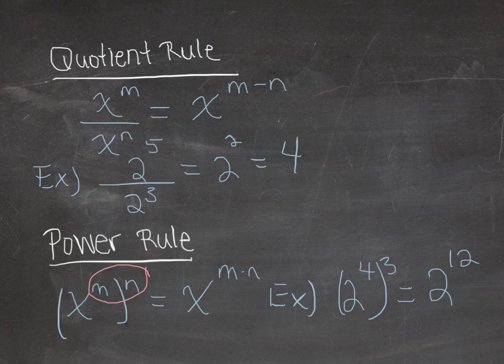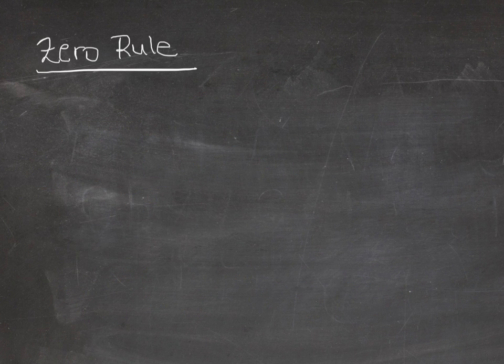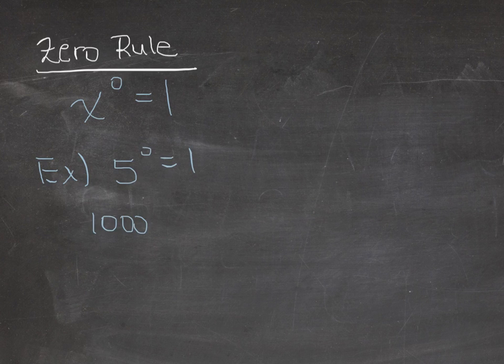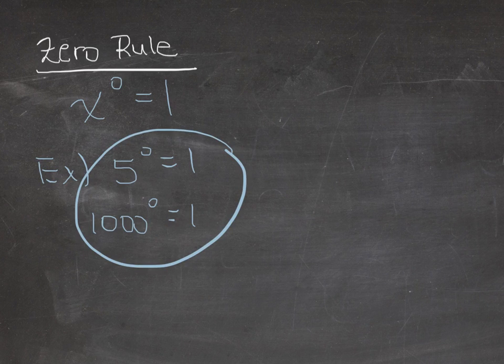Okay, and then the last rule here, the zero rule. If I have any base, it doesn't matter, to the exponent 0, it's always going to be equal to 1. So anything to the exponent of 0: 5 to the 0 is equal to 1, 1,000 to the 0 is equal to 1. So just a little trick to remember that that's always the case.